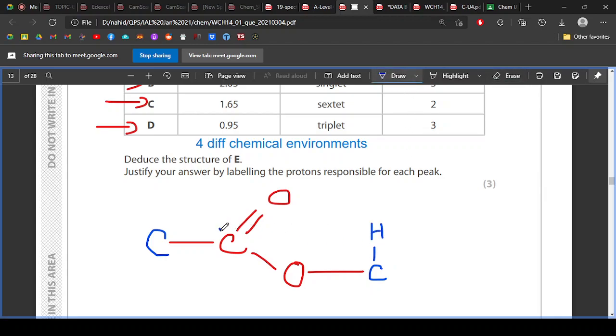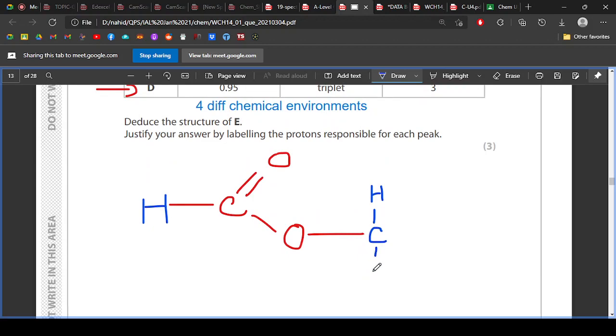Now you could argue that it could be this carbon also, but this carbon could have a hydrogen, I guess. It could mean that there's a hydrogen here. So that's a possibility. We are not yet sure.